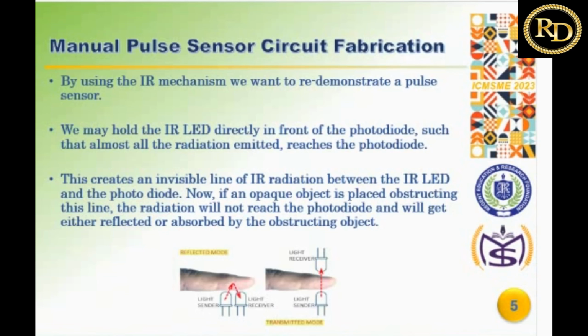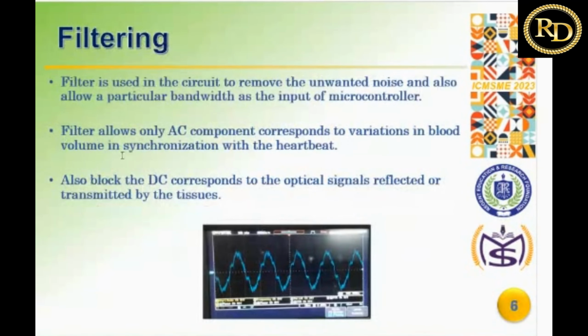And if we place our finger, as an obstacle, between the IR LED and the photo detector, the pulse should be detected, as the volumetric change of the blood flow can be detected. And we will go to the next slide. This is filtering.